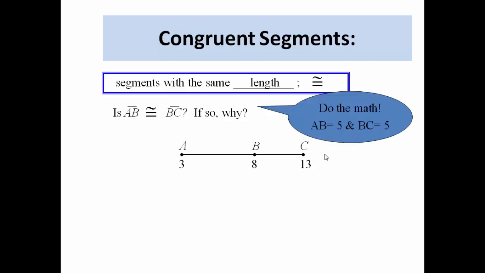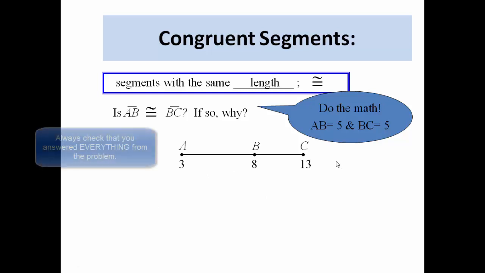Just do the math. AB is going to be 5 because 8 minus 3 is 5, and BC is going to be 5 because 13 minus 8 is 5. Since they are the same length, they are congruent. Notice if you just look at the picture, it's not going to seem like they are congruent. Do not rely on how the picture looks. Always pay attention to the notation or any measurements that are marked.